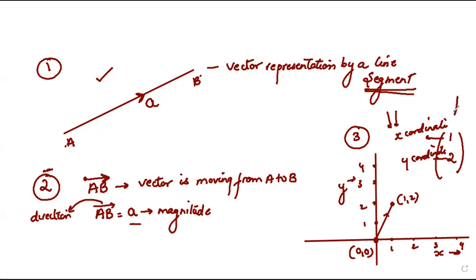So in matrix form, how do we write? In matrix form, we write the x coordinate above and the y coordinate down below. So if it's 1 comma 2, I'll write 1 above and 2 down there. So these are the three ways by which you can represent a vector.